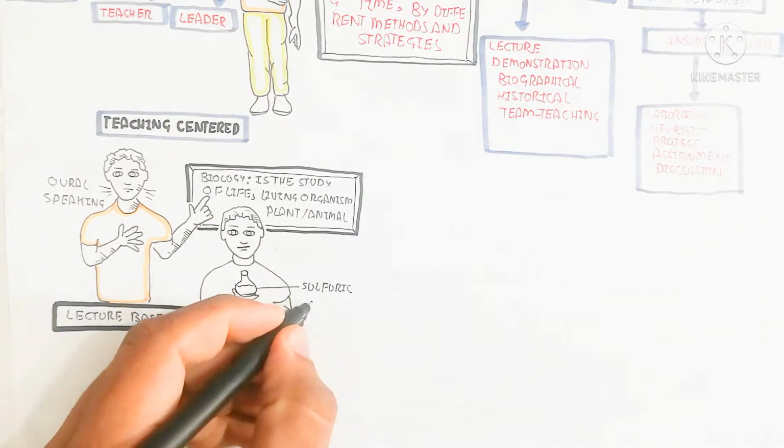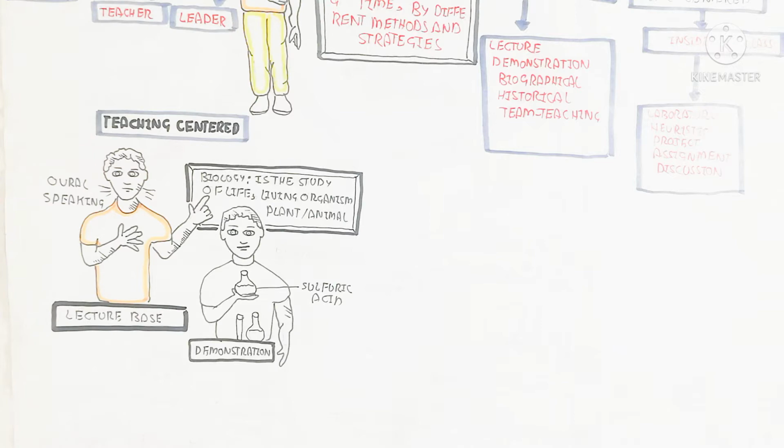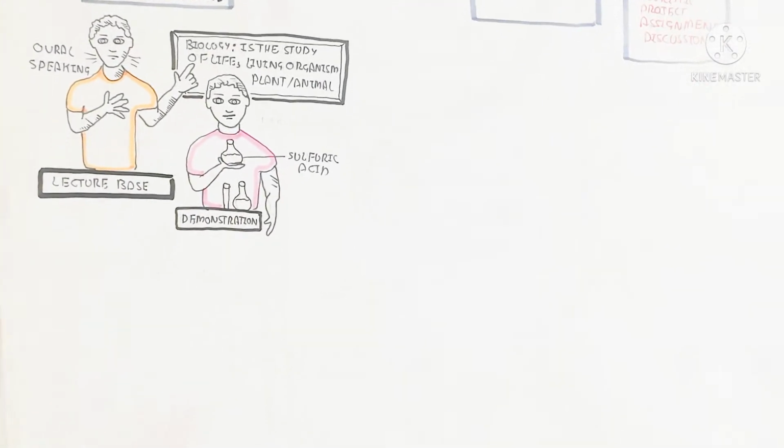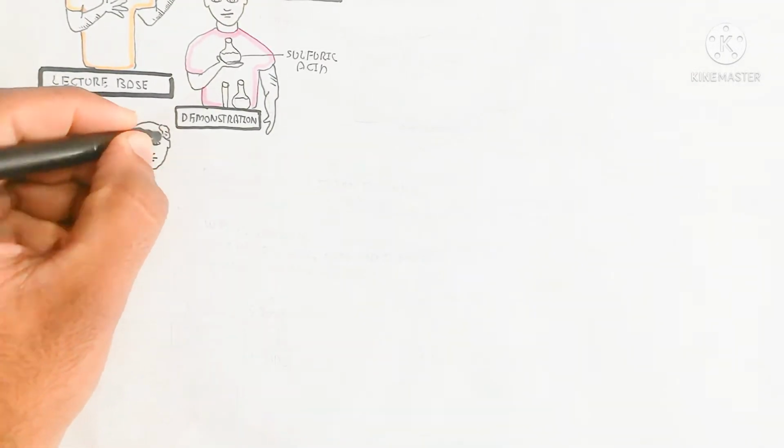The demonstration method can also be through demonstrating chemicals from the lab, for example sulfuric acid. So this is the demonstration. Different things can be shown in the classroom or lab during lab work.